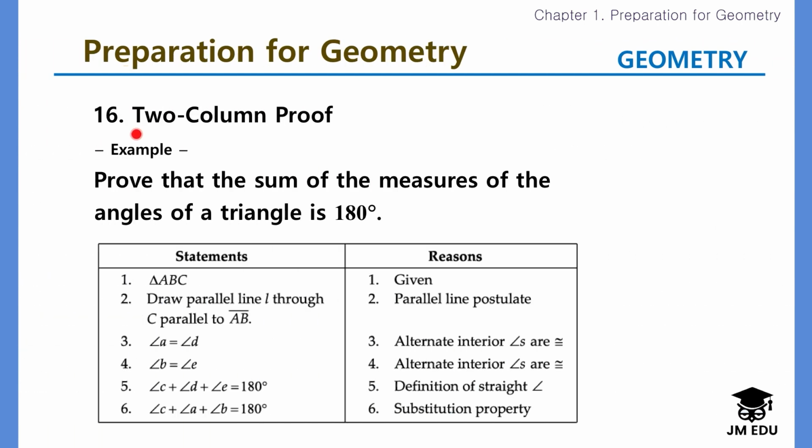Number 16, two-column proof. Two-column proof is one of the methods we use to prove something using a table with 2 columns. The first column is used to write math statements, and in the second column we write reasons for each statement. Okay?